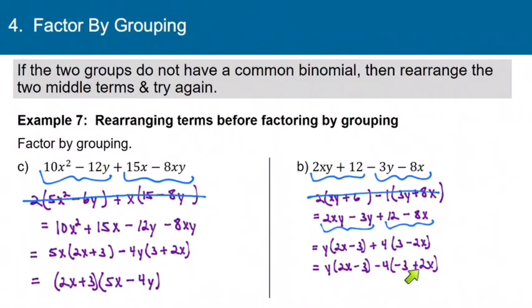Now notice that these two binomials are identical. They're not written in the same order, but they do contain the same terms. So that means we can factor out a common binomial of 2x minus 3, and in the second set of parentheses we'll have y minus 4. Now if you wanted to check your work on this, you could just use the FOIL method to put this back together, and you would see that we get the same four terms we started with.